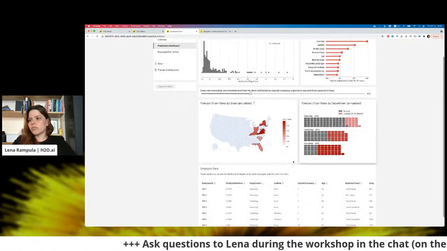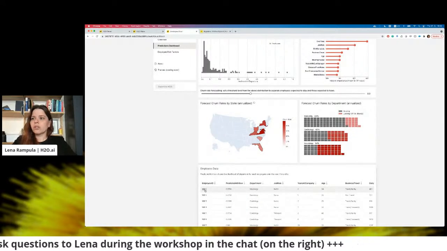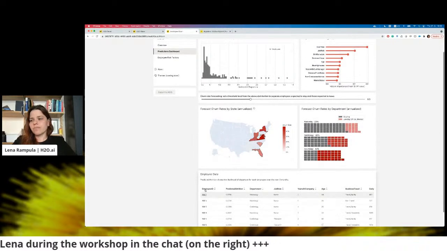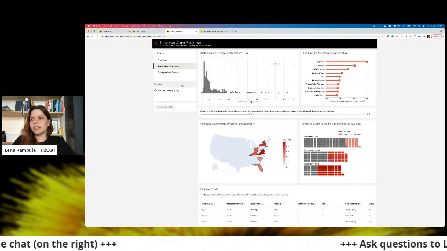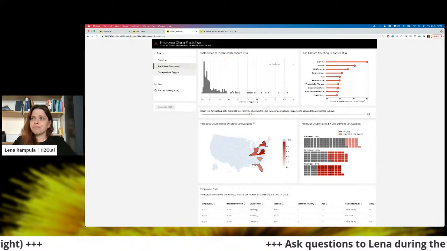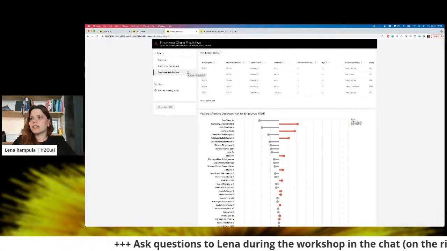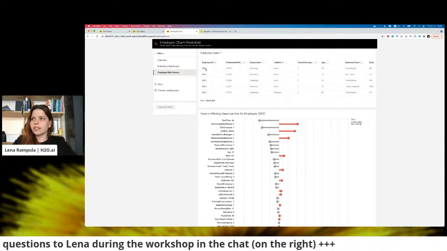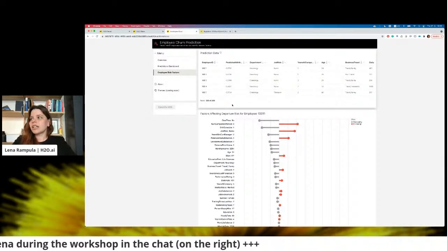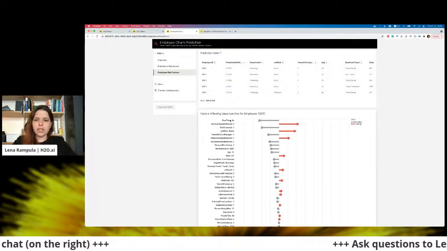You could also look at specific employees and see their specific risk for leaving the company. If we look at the employee risk factors, we can see here that employee number 111 is likely to leave because of overtime.